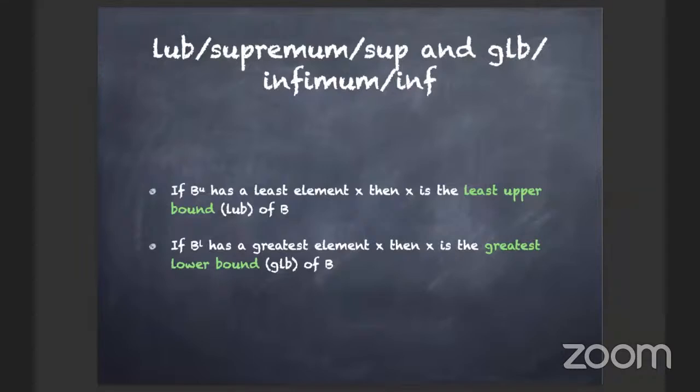Now, if this set of upper bounds of B has a least element X, then X is called the least upper bound of B. Very natural definition. And if the set of lower bounds of B has a greatest element X, then X is called the greatest lower bound of B.